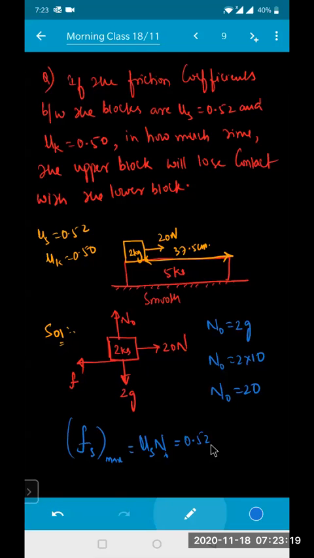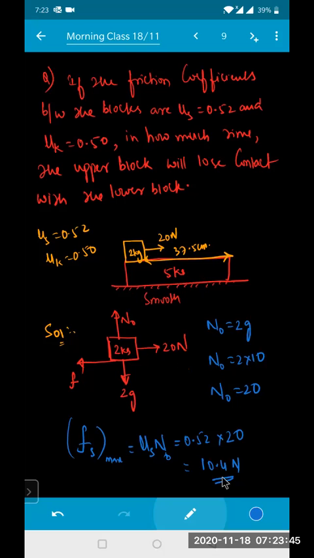So N naught is 20. The limiting friction is 0.52 into 20, which is 10.4 Newton. Obviously the applied force of 20 Newton is greater than the friction force of 10.4 Newton, so it will move.